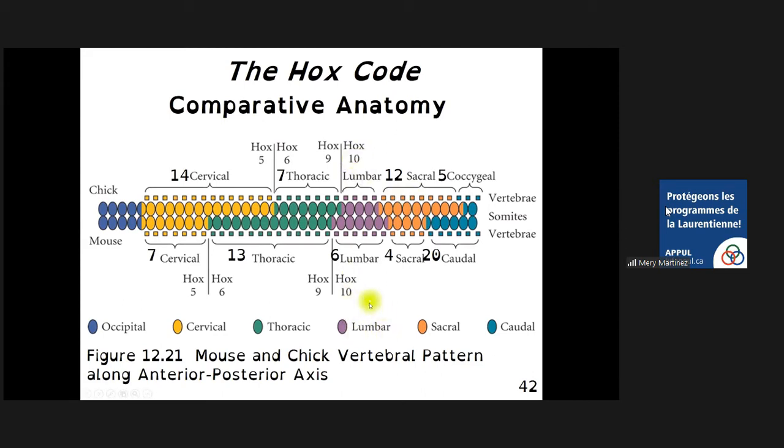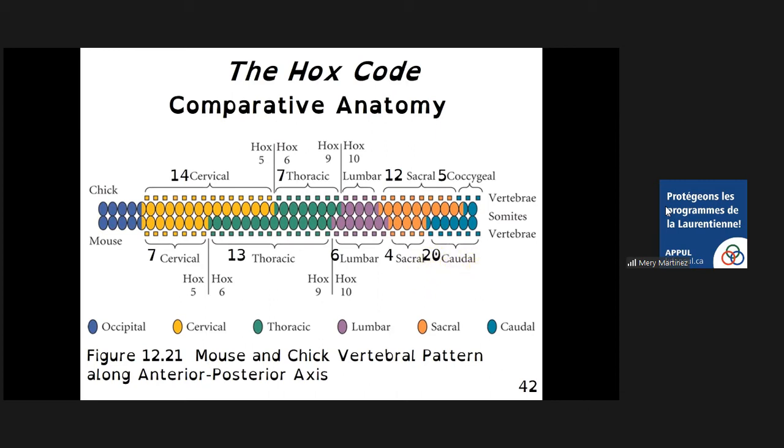Okay. Now, if we know chicks, they have a different number of vertebrae than mouse at the different sections. So we have the cervical, thoracic, and lumbar, sacral, and coccygeal. Chick have 14 cervical vertebrae, while mouse has 7. Chick has 7 thoracic, mouse have 13, lumbar 12, 6, and then we have the sacral, we have 4 in there, and the caudal, because of the long tail, right, are 20.